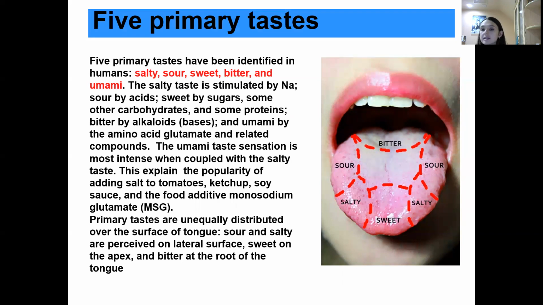The umami taste sensation is most intensive when coupled with a salty taste. This explains the popularity of adding salt to tomatoes, ketchup, soy sauce, and the food additive monosodium glutamate. Primary tastes are unequally distributed over the surface of the tongue. Sour and salty, as we talked, are on the lateral part, sweet on the apex, and bitter on the root of the tongue.